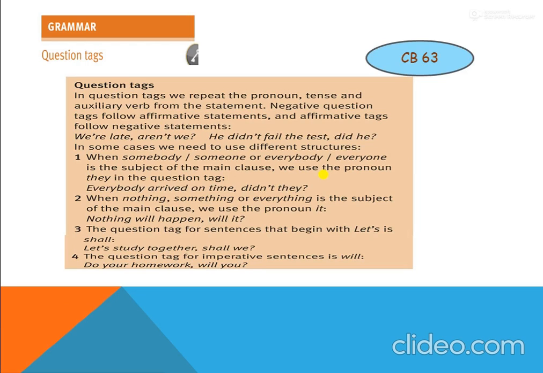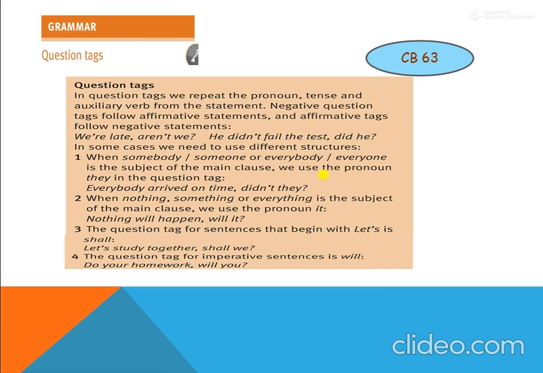Is that clear? Let us now go to our class book, page 623, to revise the information that we've discussed before. The question tags. In the question tags, we repeat the pronoun, tense, and auxiliary verb from the statement. Negative question tags follow affirmative statements, and affirmative tags follow negative statements. We're late, aren't we? He didn't fail the test, did he?